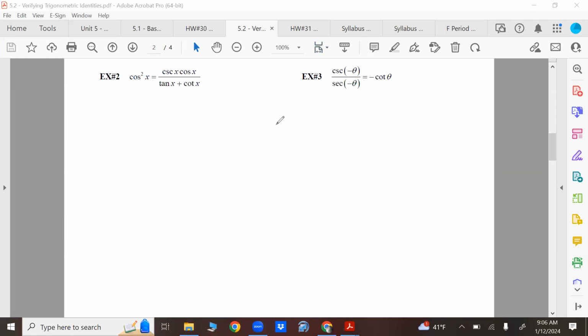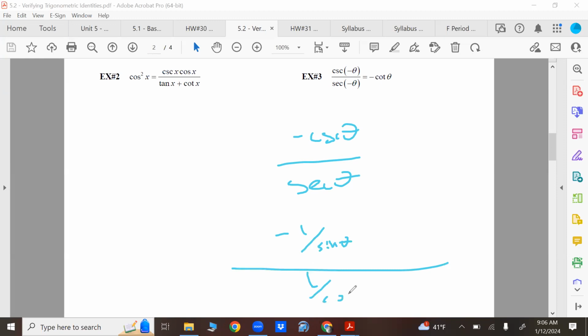Okay, so the top becomes negative cosecant theta, and the bottom just becomes secant theta. That's just using our formulas. That's negative 1 over sine theta and 1 over cosine theta, right? And then you flip the second fraction, which becomes cosine theta times negative sine theta. No, only the top one's negative. Secant of negative theta is just secant theta.